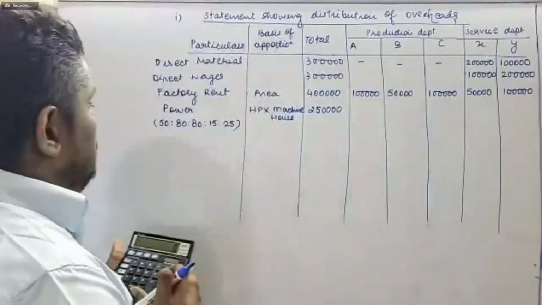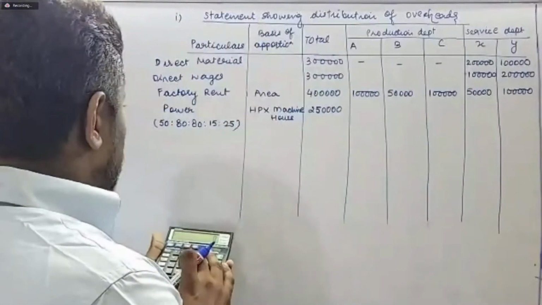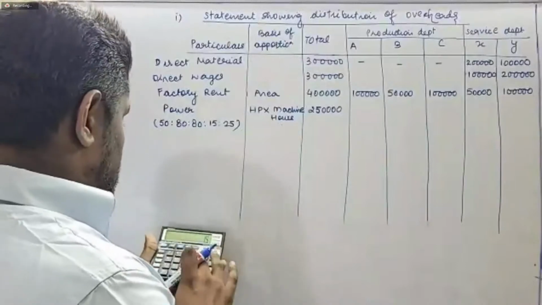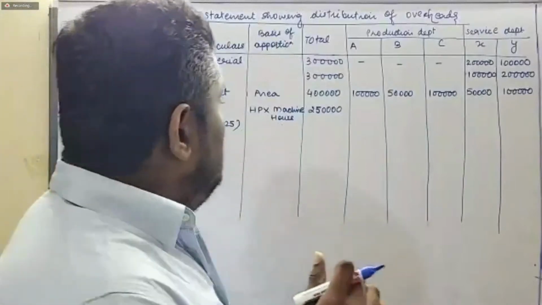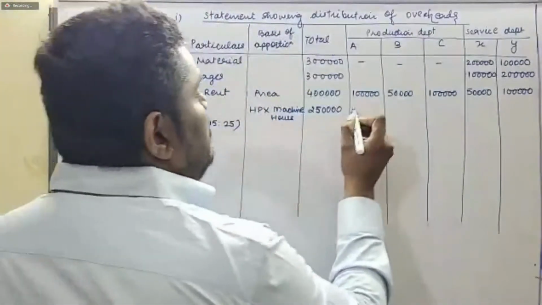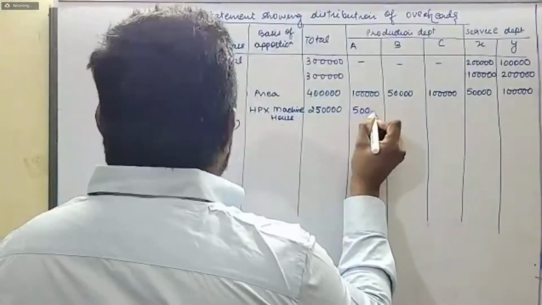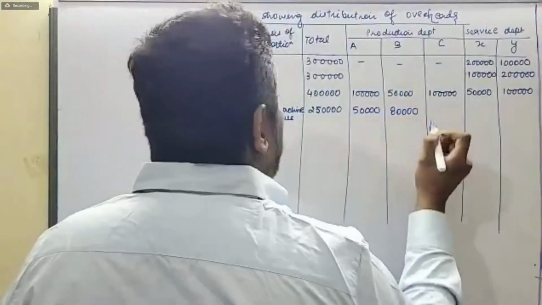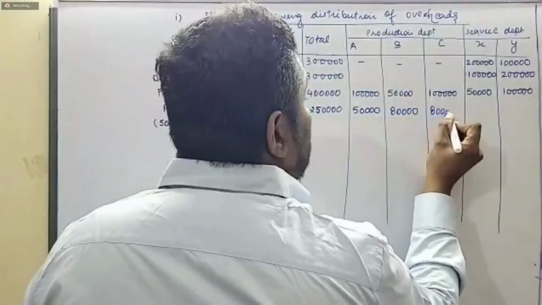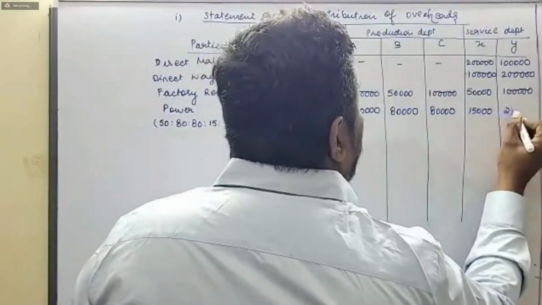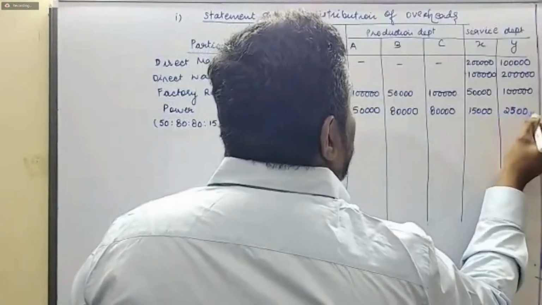So here, 2,50,000 will be distributed in this ratio. So this amount will be 50,000, 80,000, 80,000, 15,000 and 25,000.